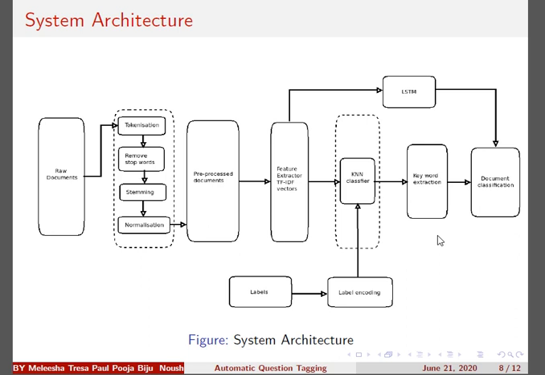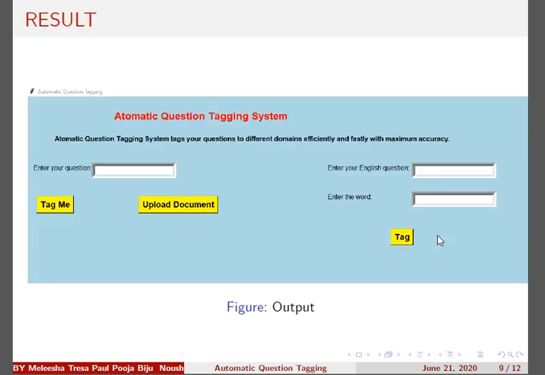So the system architecture explains the design in detail. That is, first the raw documents are given into a pre-processing step, where they are tokenized, stop words are removed, and they are stemmed and normalized. And then the pre-processed documents are given to TF-IDF vectorization to extract the important vectors. Then it is given to different classifiers, keywords are extracted, and later the document is classified.